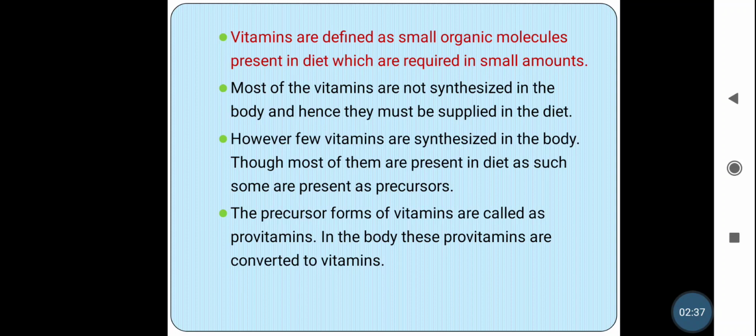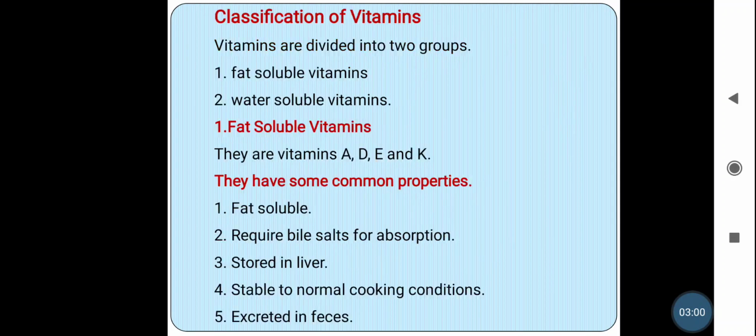So either they are vitamins or provitamins. Provitamins can be converted into vitamins in our body with a certain chemical reaction or with the help of certain enzymes. So provitamins are the precursor form of vitamins. These provitamins are also taken from the diet, or vitamins can be taken from the diet.